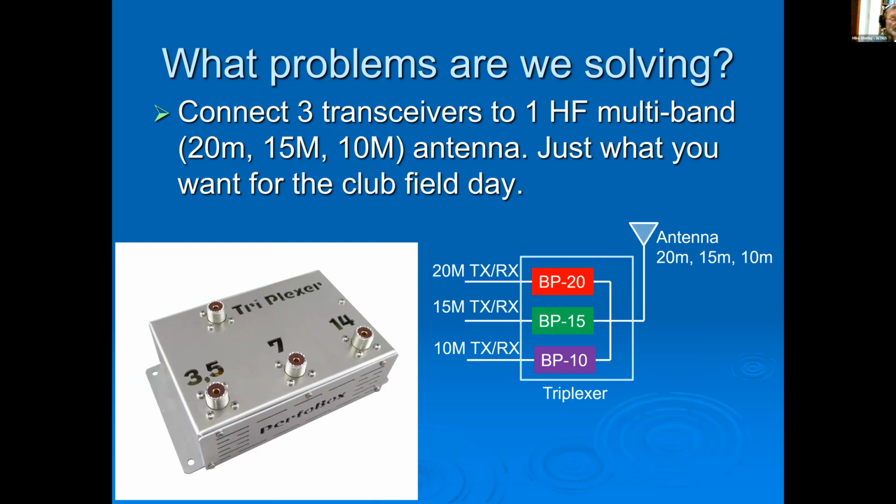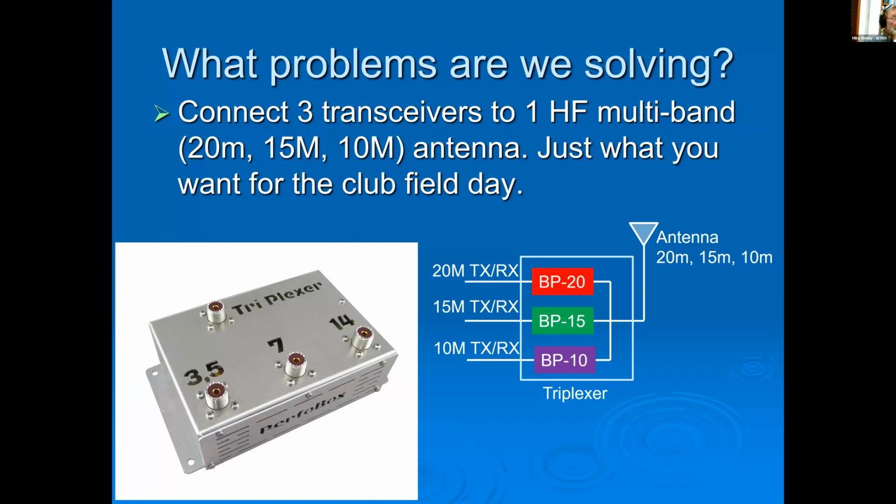And typically on a field day, we have one person assigned for 220 or for 2 meters, another one for 15, and another one for 10 meters. This year, you may get some action out of it. There has been some action on 15, and almost I'd say over half the days this past month, we've had some action on 10 meters. So this is a little device that's actually called a triplexer. It allows you to connect 3 transceivers to one HF multiband antenna.